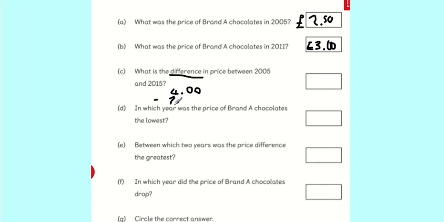Take away £2.50. So 0 take away 0 is 0. I need to remember to keep my decimal point in the same place. 0 take away 5, I can't do, so I go to this 4. Make that into a 3. Give him 10 there, so 10 take away 5 is 5. 3 take away 2 is 1. So the difference in price is going to be £1.50.